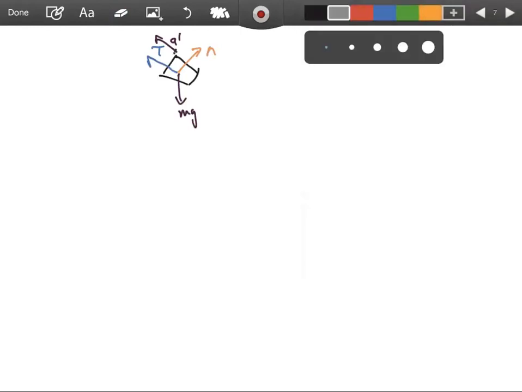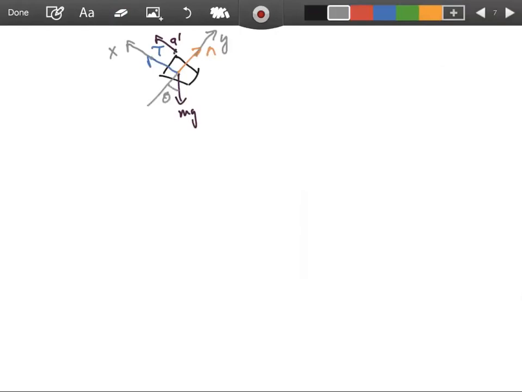Good. So from here, again, we would choose our x-axis to point along the direction of a prime. So it's going to be up the plane this time. Y-axis perpendicular, and then our theta is between mg and the y-axis. Since I want my tension, I only care about the sum of the forces in the x direction.